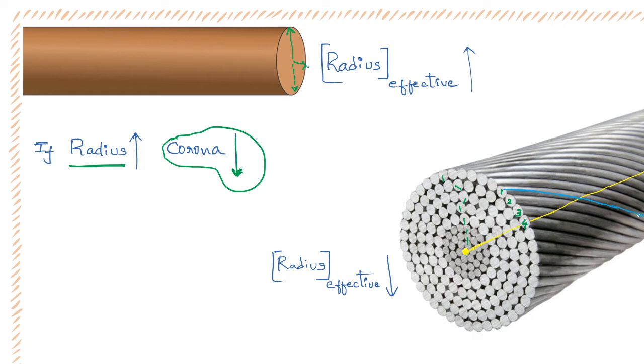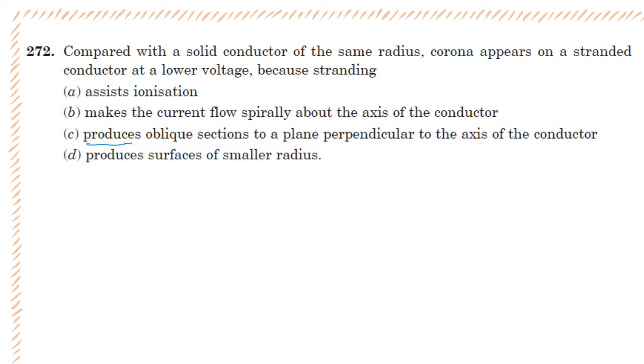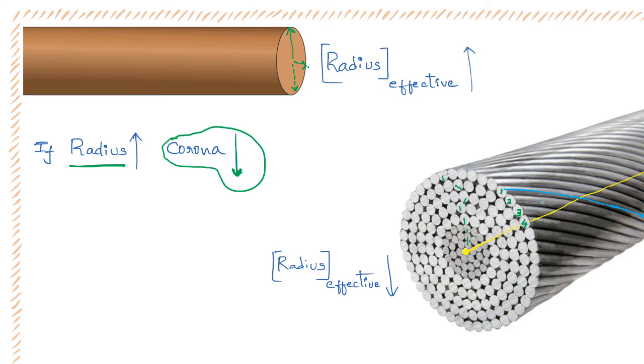Now look what is happening here. This blue line is projecting, it is creating a plane, right? It is producing an oblique section to a plane perpendicular to the axis of the conductor. That means it is producing some oblique sections to the plane perpendicular to the axis of the conductor. See, the plane perpendicular to the axis of the conductor means the cross sectional area is a plane perpendicular to the axis of the conductor, right?